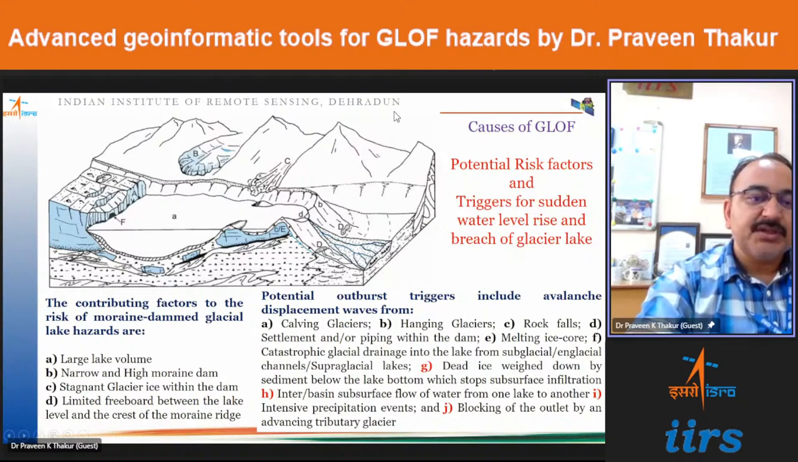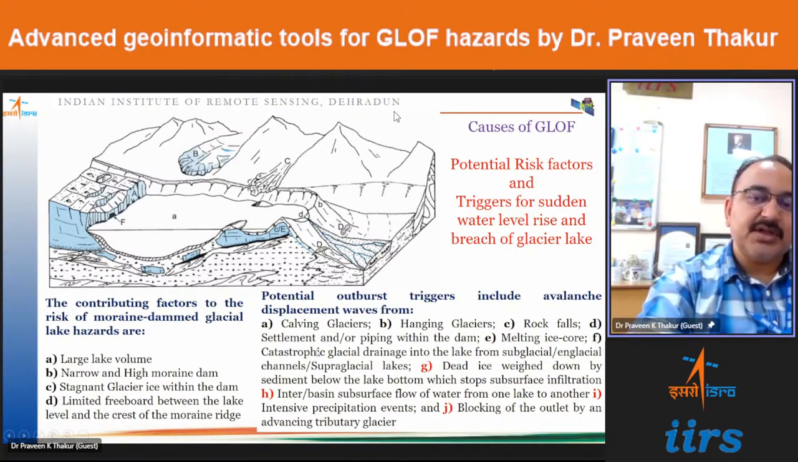The major criteria for high vulnerability of glacial lakes to breaching are large glacial lake volume, a narrow and high glacial moraine dam, stagnant glacier ice within the ice dam, and limited freeboard between the lake and the crest of the moraine edge. That means the water level is almost at the top.